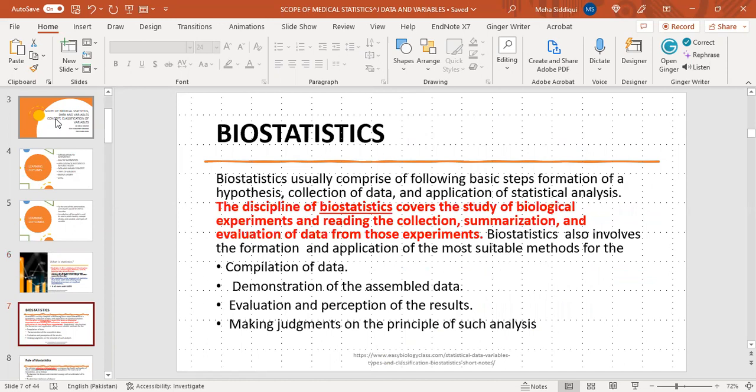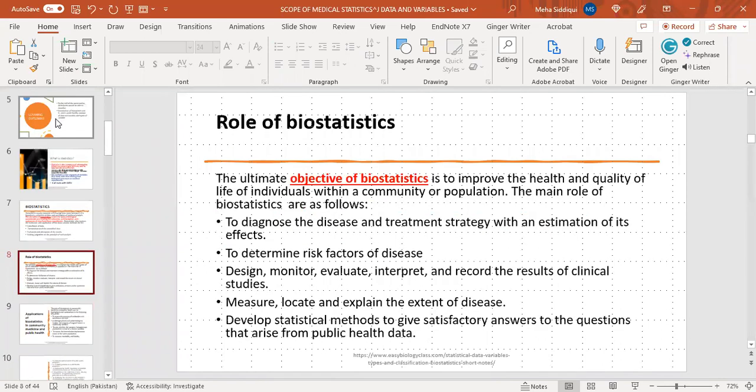The discipline of biostats covers the study of biological experiments and the collection, summarization, and evaluation of data from those experiments. It also involves the application of the most suitable methods for the compilation of data, demonstration of the assembled data, evaluation and perception of the results, and making judgments on the principles of such analysis.